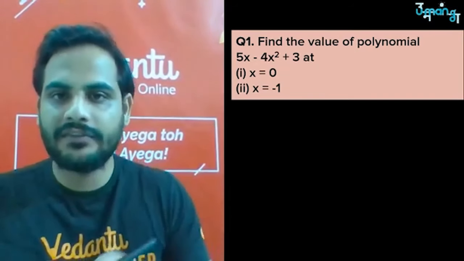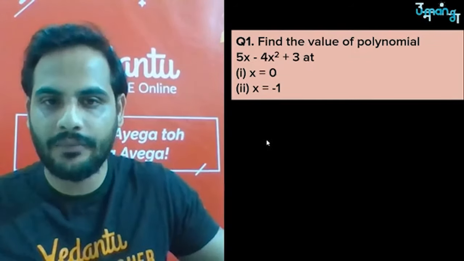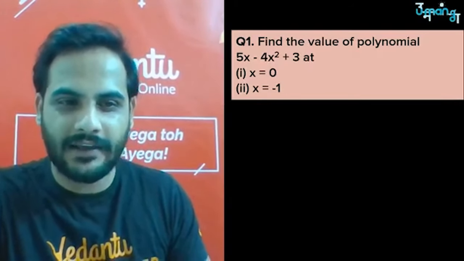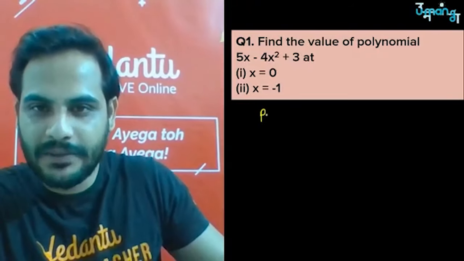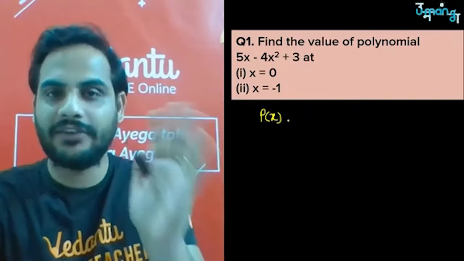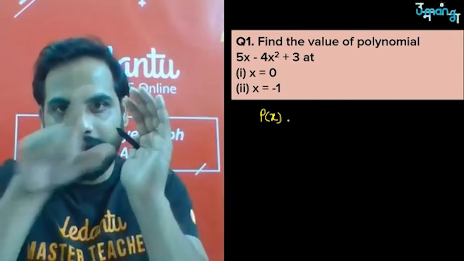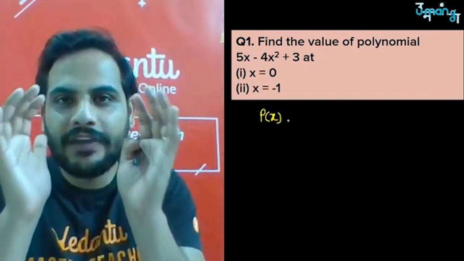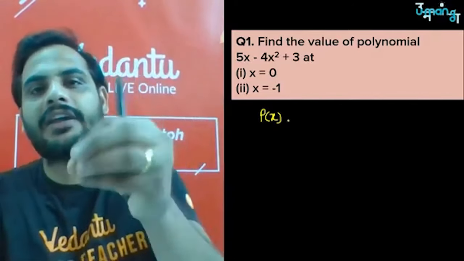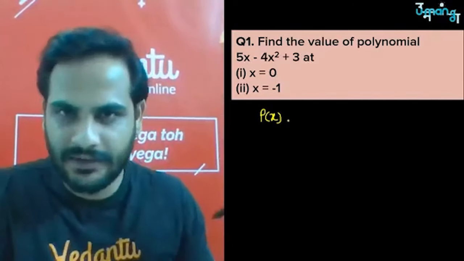So if it is a polynomial, now many of you must be having this doubt: sir, sometimes you write p(x). What do you mean by this p(x)? So this p(x) means nothing but p stands for polynomial and this bracket x stands for the variable. So p(x) means a polynomial in the variable x. As simple as that. Got it?